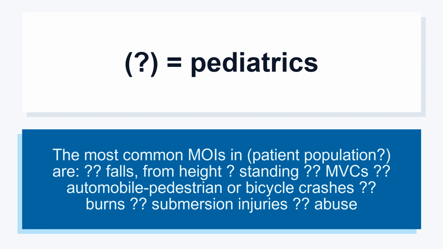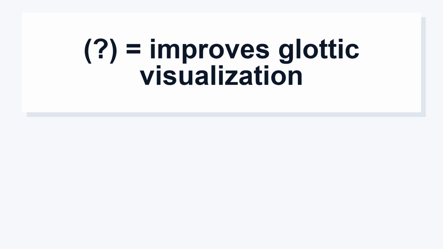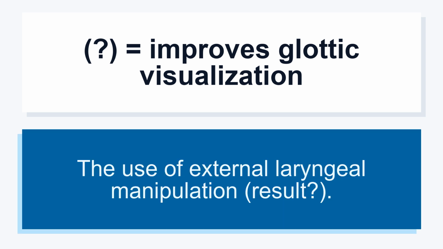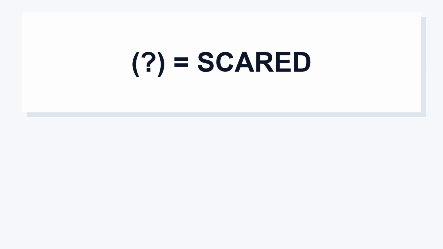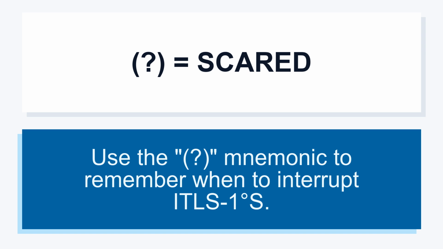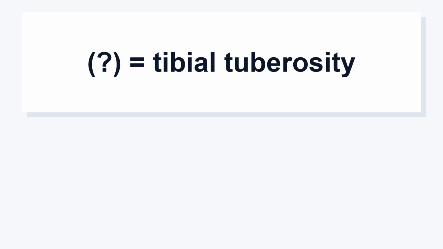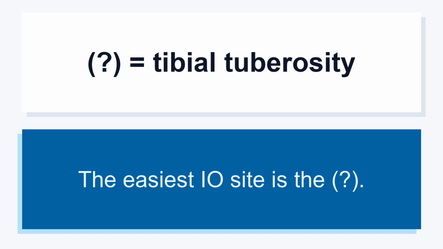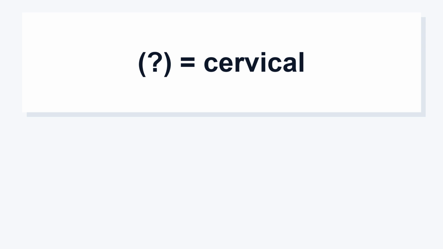The most common in the patient population are falls from height, standing, MVCs, automobile pedestrian or bicycle crashes, burns, submersion injuries, abuse, equals improves glottic visualization. The use of external laryngeal manipulation, result, equals scared. Use the mnemonic to remember when to interrupt ITLS 1 degree S, equals tibial tuberosity. The easiest IO site is the equals cervical.